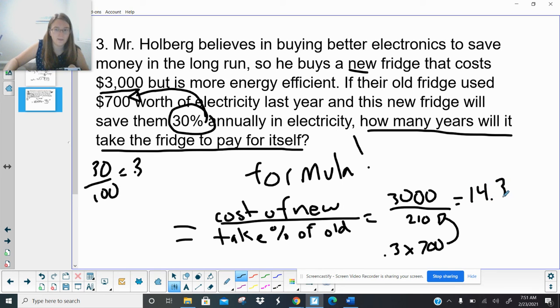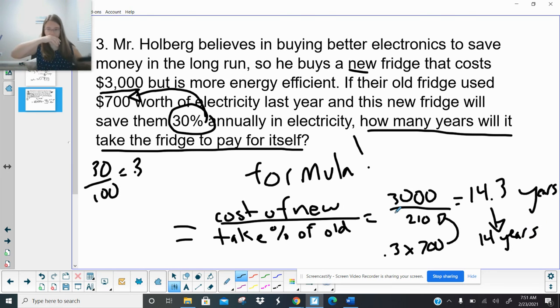14.3. Now, I believe on your test, because I think I did this in the homework assignment, it says to round to the nearest year. I have leeway if you don't, but this would round down to 14 if it says round to the nearest year. But if you left it as 14.3, I think I have it marked correctly as well.